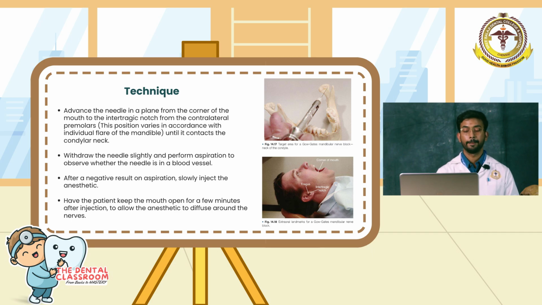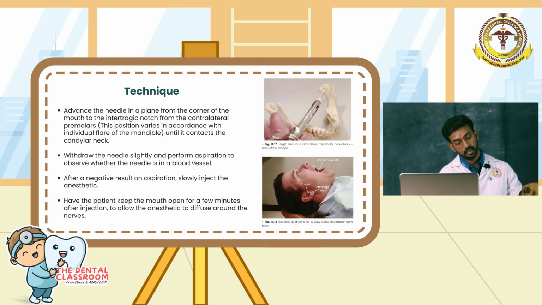In this picture we can see the tragus and the intertragic notch in the below picture, and the corner of mouth. Marking an imaginary plane drawn from the corner of mouth to the intertragic notch, the syringe is oriented in the same plane parallel to it, from the opposite side or contralateral premolars. Here comes our maxillary second molar, and the needle is kept just below the mesiopalatal cusp of the maxillary second molar. We are approaching and the needle has to be inserted in the same direction.